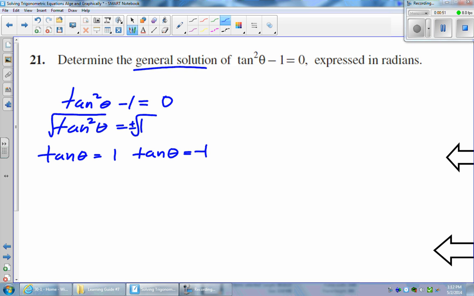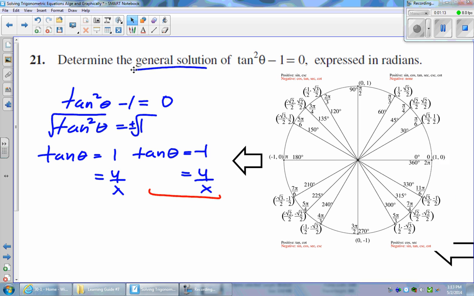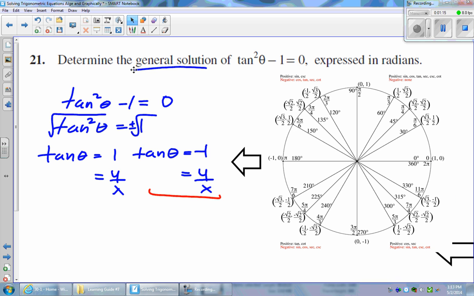So you want to look where on the unit circle y over x is equal to 1 and y over x is equal to negative 1. So we're actually going to have the same coordinates for each angle, but one is going to be positive and one's going to be negative. So let's just treat each equation individually and solve, and we'll figure out a general solution once we identify all solutions between 0 and 2 pi first.